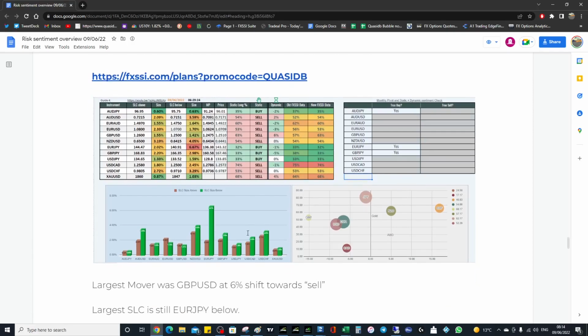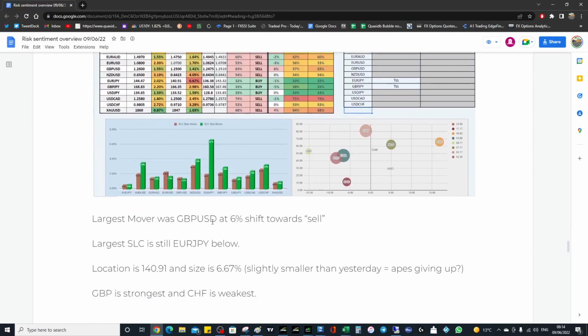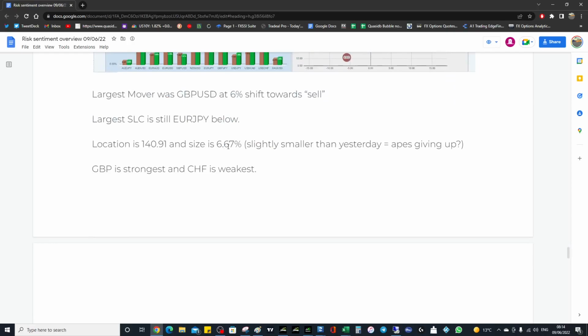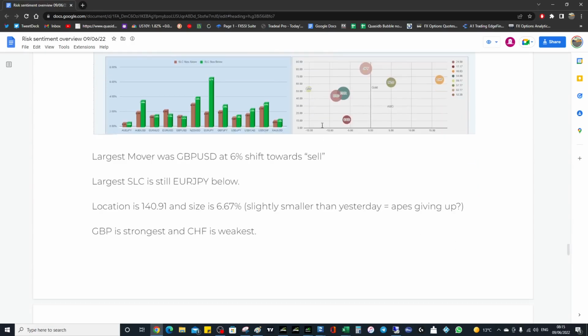And there's the stop loss cluster for EJ. It's very large and it's below, and so that target is 140.91, and the size is smaller, so it tells us that the apes have given up, which is good, because if they held on, we'd continue higher and it would just really be skewed. Pound is strongest and Swiss is weakest, so they shorted the pound, I think, because of that confidence vote, and they've held on, so they might be right.